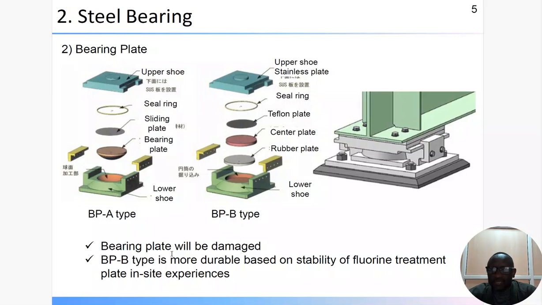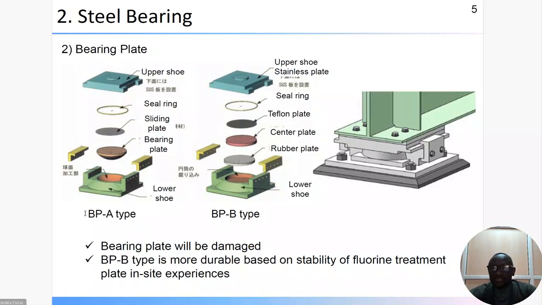Bearing plate will be damaged. Now you can see the bearing plate. So these are things that get damaged, and that's why it necessitates timely inspection. So if there's any problem because of exceptional loads beyond limits, then you are able to arrest the situation early enough. The BP-B type is more durable based on stability of fluorine treatment plate in site experience.